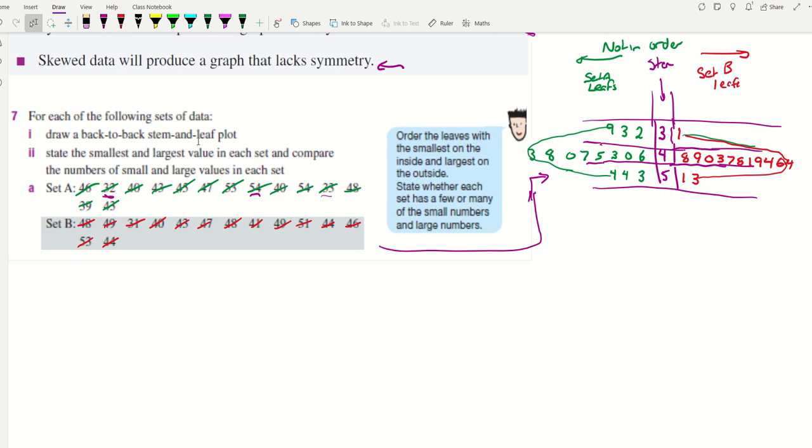Draw a back-to-back stem and leaf, state the smallest and largest value in each set, and compare the numbers of the smallest and the largest in each. Sorry. Be quiet, Edmund. Sorry, I shouldn't have said my name there.